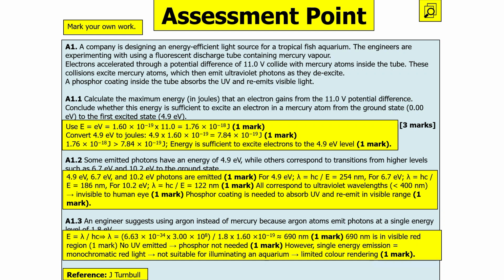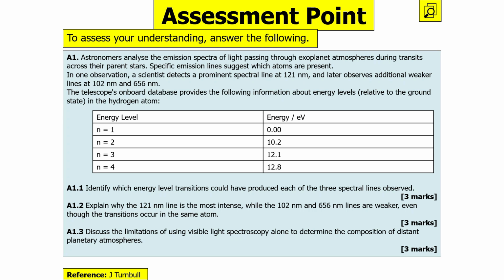Astronomers analysed the emission spectra of light passing through exoplanet atmospheres during transits across their parent stars. Specific emission lines suggest which atoms are present. In one observation, a scientist detects a prominent spectral line at 121 nanometers and later observes additional weaker lines at 102 nanometers and 656 nanometers.